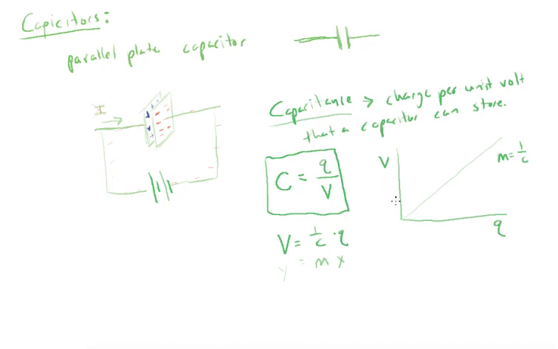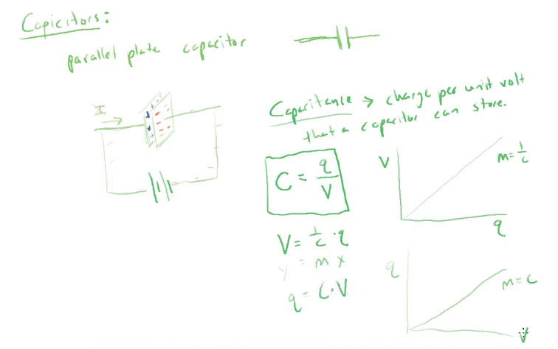You could apply a certain voltage to it. I really should have flip-flopped it. I should have done Q versus V, and then the slope would be just C. I guess I could sketch that. I could have done Q versus V. Still going to be linear, but now the slope is just C. That would be Q equals C times V.